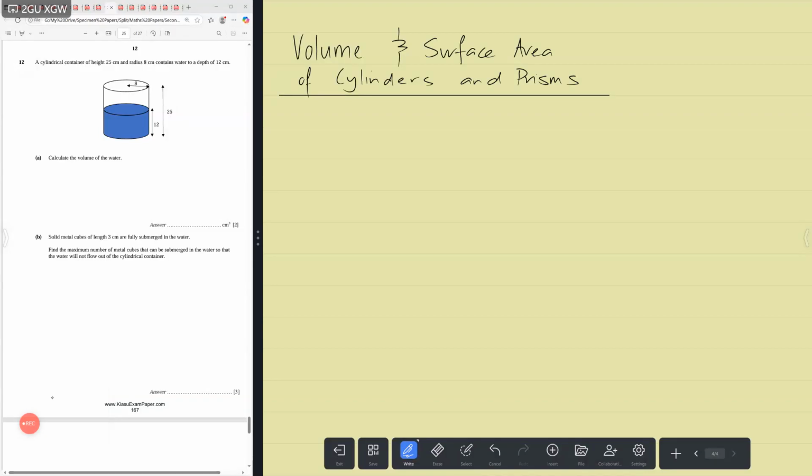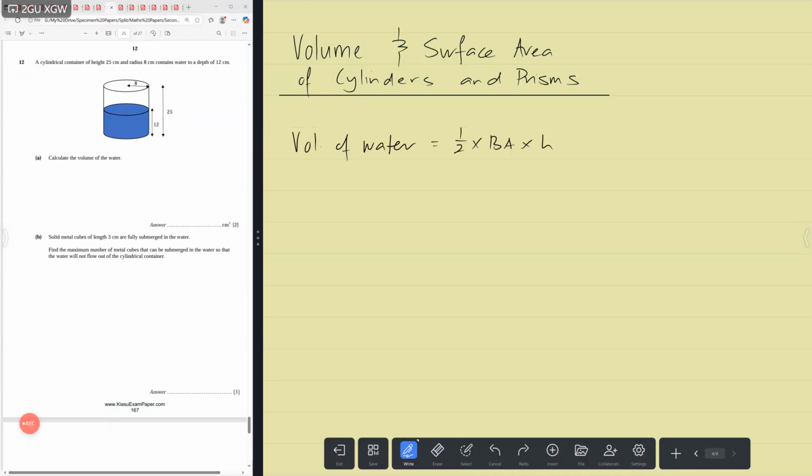Okay, so in this example we have a cylindrical container of height 25 cm and radius 8 cm containing water to a depth of 12 cm. Find or calculate the volume of the water. Okay, so water is only filled up at a height of 12 cm. So the volume of water is obtained by using the formula for volume of cylinder.